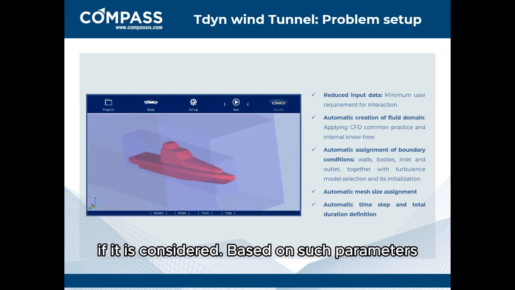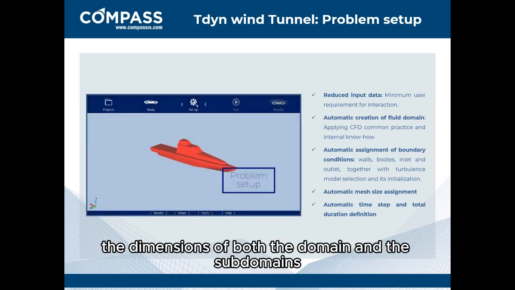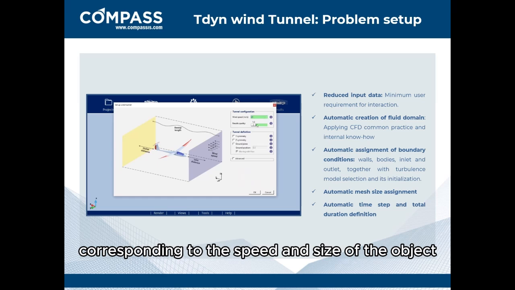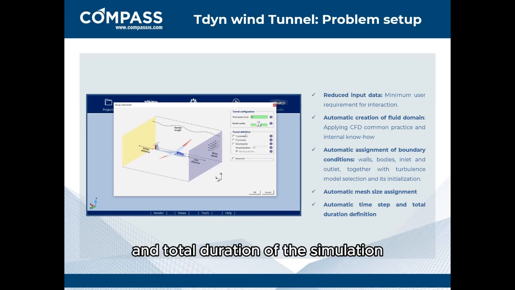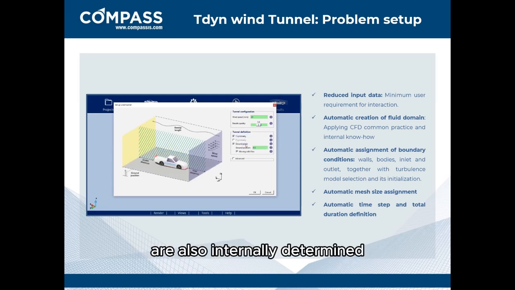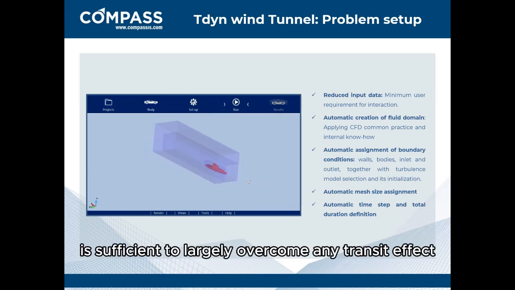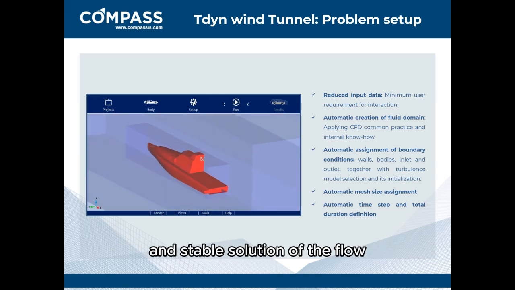Based on such parameters, the domain around the object is generated. The dimensions of both the domain and the subdomains created to refine the mesh around the object are the optimal ones corresponding to the speed and size of the object, and are determined by means of internal algorithms. The time step and total duration of the simulation are also internally determined, based on convergence criteria and assuming that the time it takes for the flow to travel through the entire domain is sufficient to largely overcome any transient effect, and therefore obtain a pseudo-stationary and stable solution of the flow.